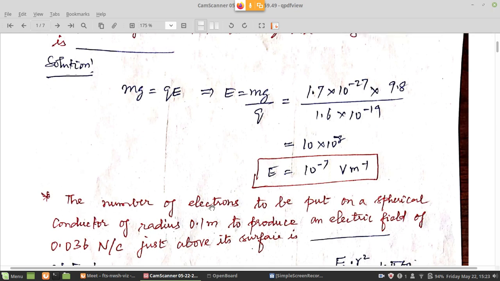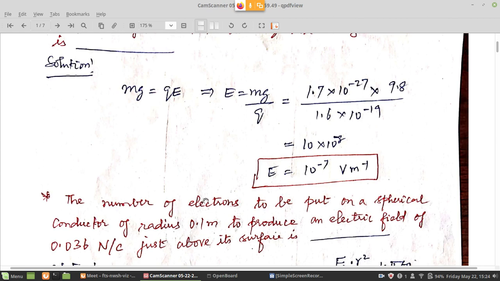So the number of electrons to be put on a spherical conductor of radius 0.1 meter to produce an electric field of 0.036 Newton per coulomb just above its surface is? What is the number of protons? We have to calculate the total number of protons or electrons. Charge is same, so no problem. So here it's electrons, it's given.